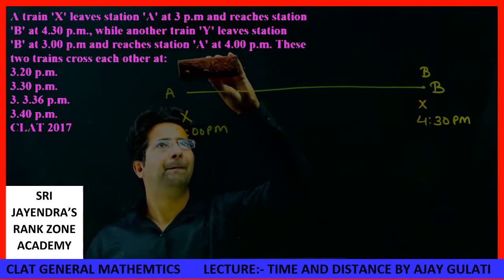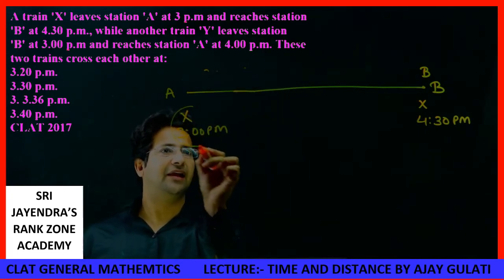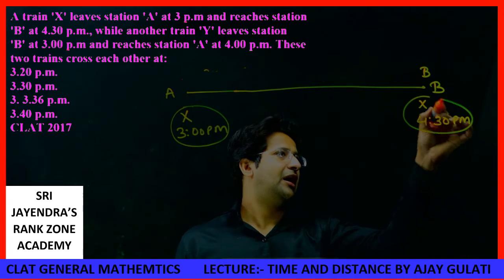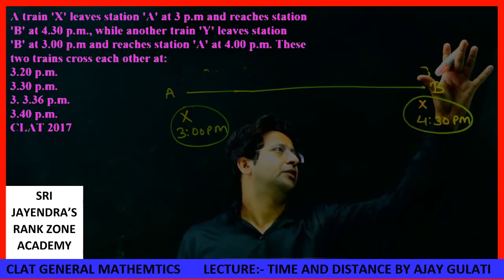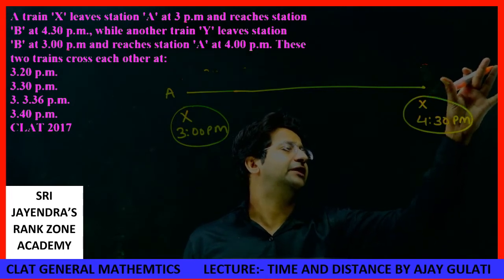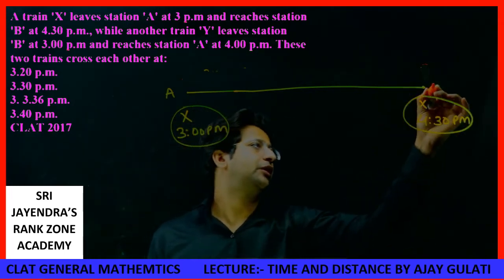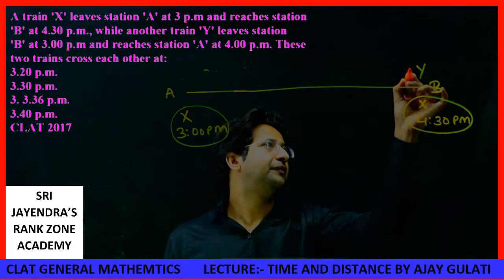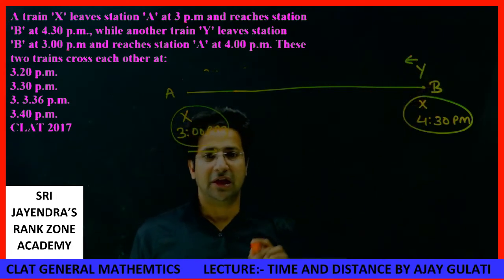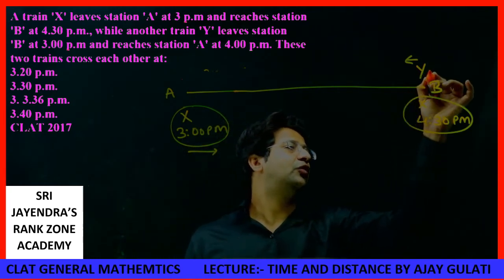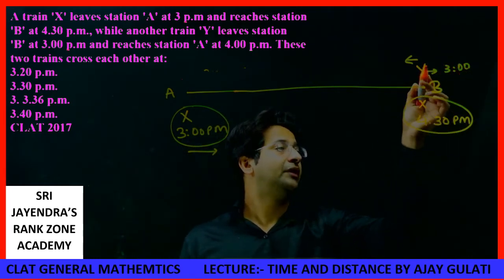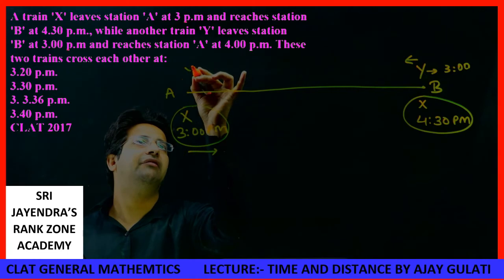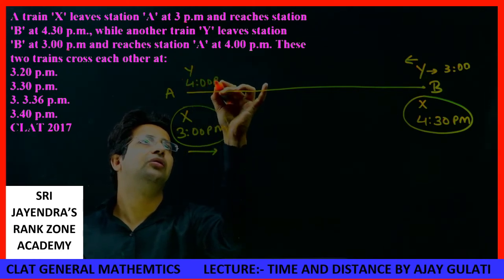Now this train is at A at 3 p.m. and reaches B at 4:30 p.m. I'm very sorry, this must be Y. Now another train Y leaves station B at 3 p.m. This Y was here at 3 p.m. and reaches station A at 4 p.m.